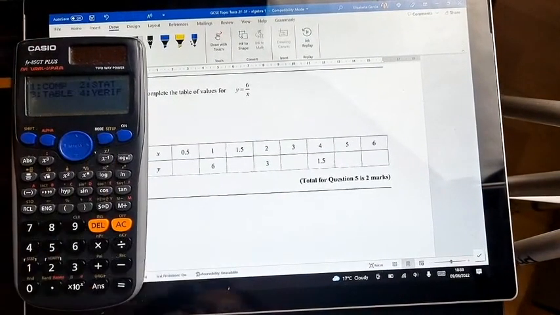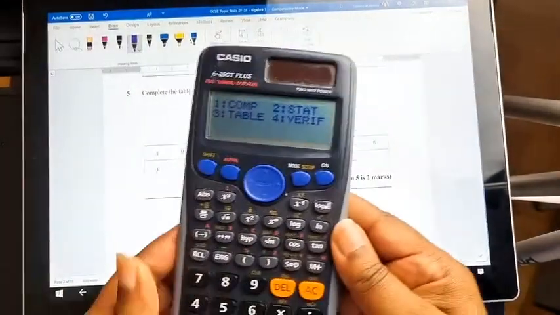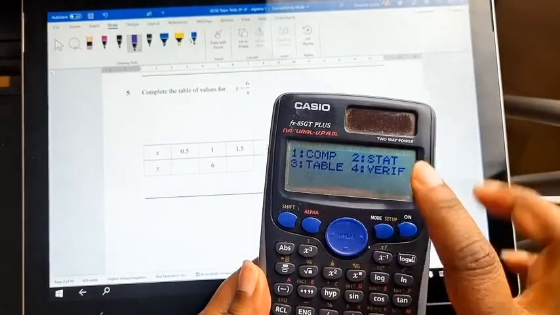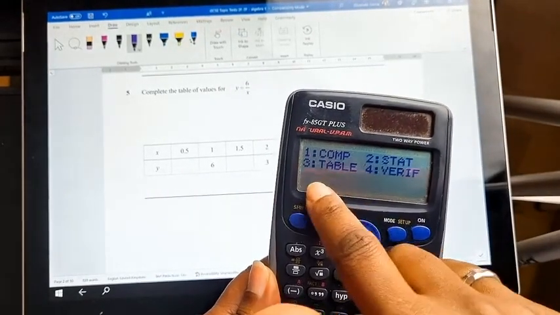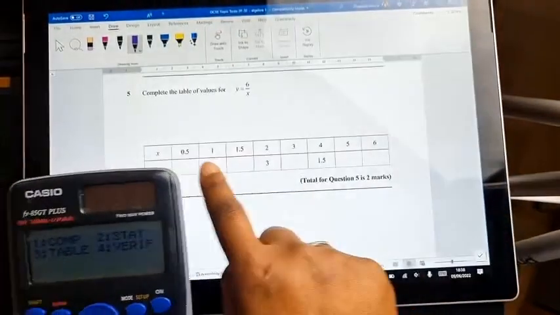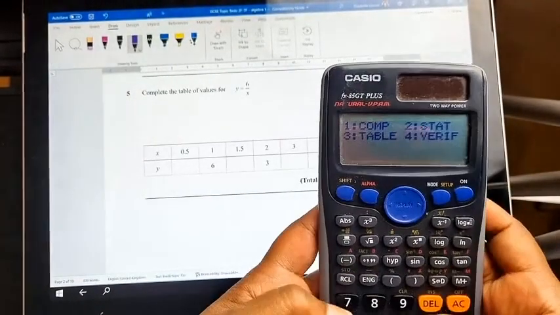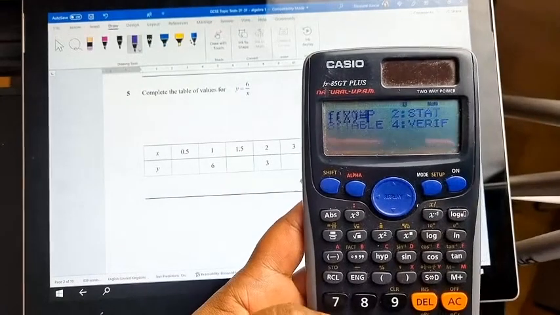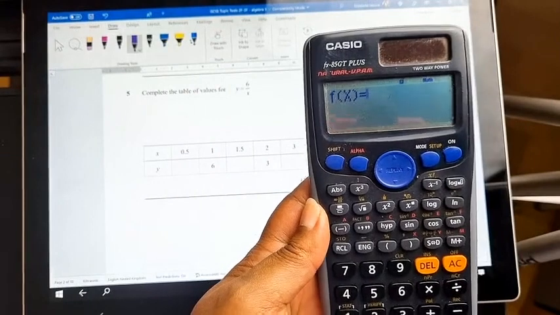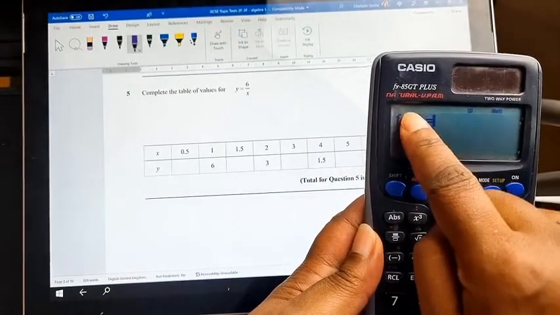So you press mode. We have different options. If you have a new calculator, guys, make sure you check as well, because these options are really important. If you have a different calculator, try and find mode and table. That's what we're looking for, because this is like a table. Sometimes they don't give you that, but we'll find a question similar. So we press 3 for table, and this appears as f of x. F of x is the same as y, guys. When you see f of x, imagine this is y.